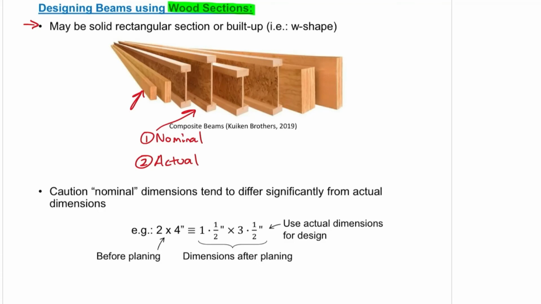Nominal dimensions are used to describe the size of a wood board before it is planed. For example, when we go to stores, we see dimensions like 2x4 and 4x8. Actual dimensions represent the final size of the lumber after it is planed. For example, we can see here that before planing, we have a 2x4 board, but its actual dimensions are 1.5 inches by 3.5 inches. Remember, we must use actual dimensions for design calculations.